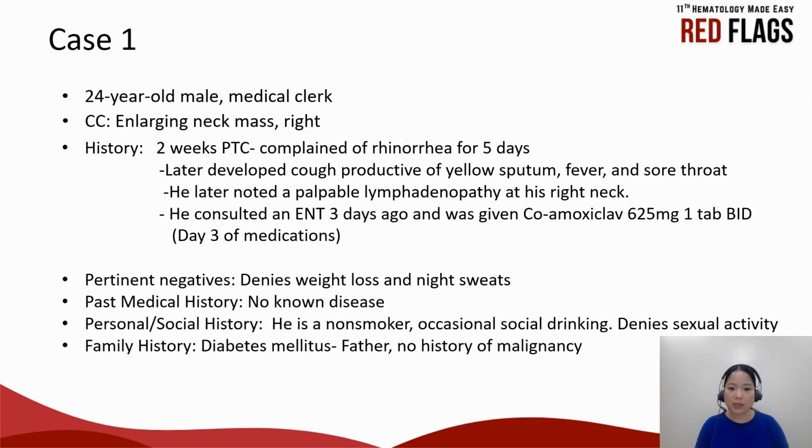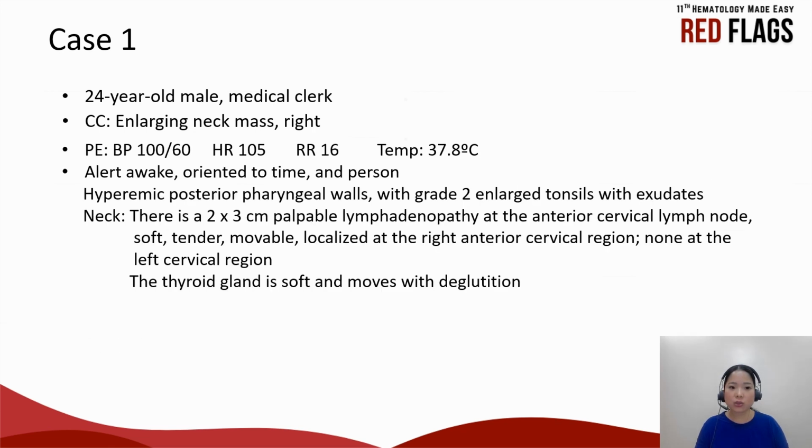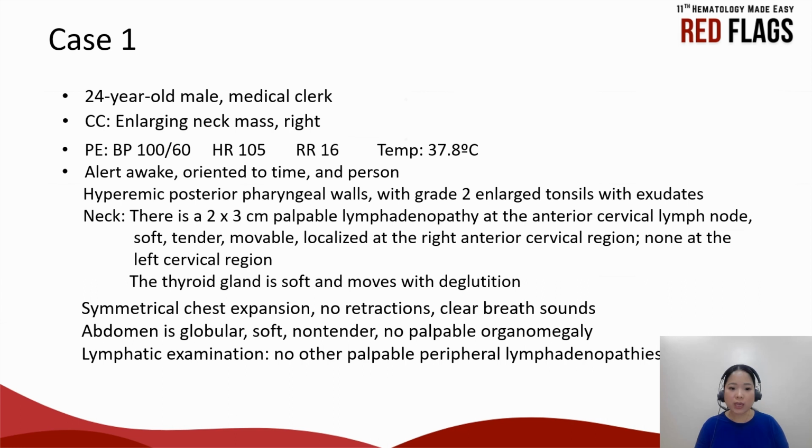He denies any weight loss or night sweats. He has no known disease and is only an occasional social drinker. So the physical examination showed that the patient is alert and awake with low-grade fever. He had hyperemic posterior pharyngeal walls and grade 2 enlarged tonsils with exudates. In the neck, there is a 2 by 3 centimeter palpable lymphadenopathy at the anterior cervical lymph node that is soft, tender, movable, and localized at the right anterior cervical region. There were none at the left cervical region. The thyroid gland is soft and moves with deglutition. The chest and the abdomen were unremarkable, including the rest of the lymphatic examination.